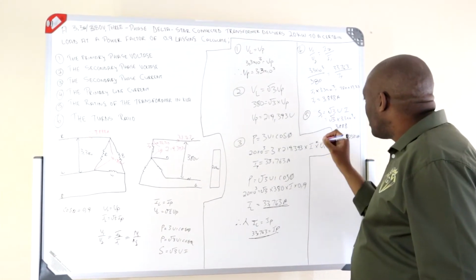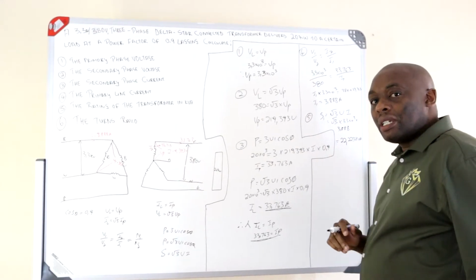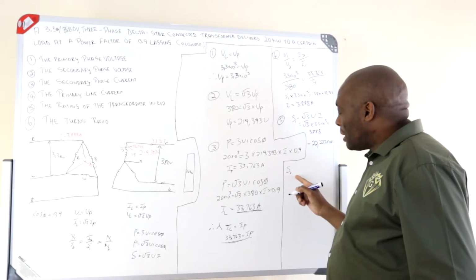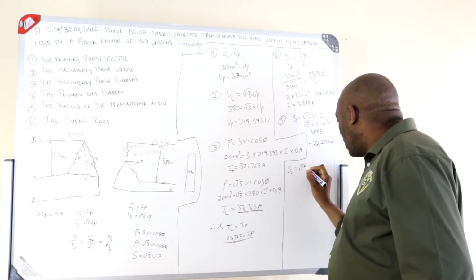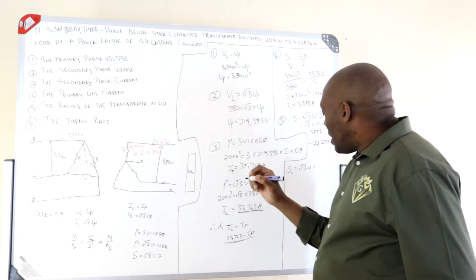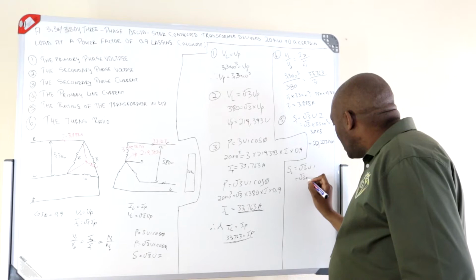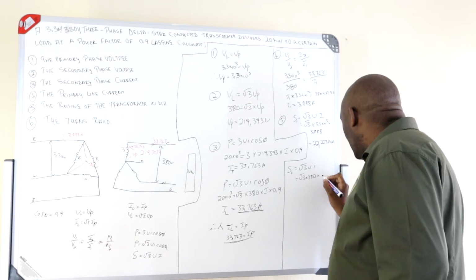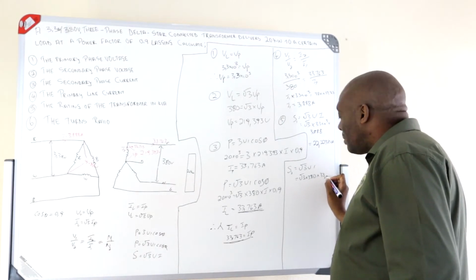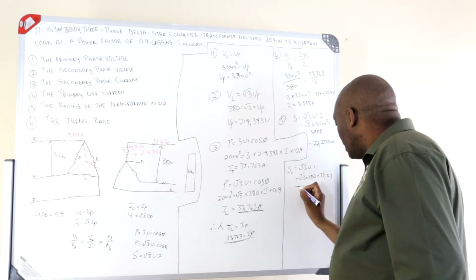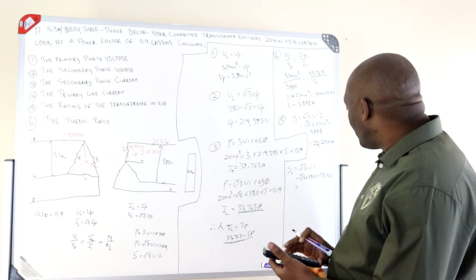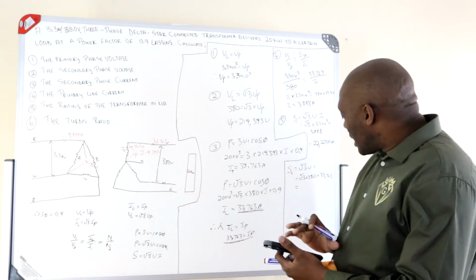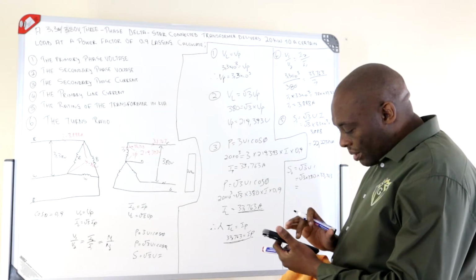Now we are using here, let me say S1, which represents our primary, and here S2, which represents our secondary. Square root of 3 VI. Our secondary voltage is 380, and our secondary current is 33,763. Let's calculate and see what will be the value of our apparent power on the secondary side of the transformer.